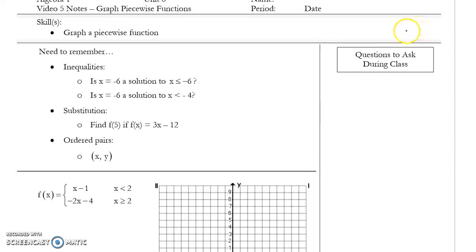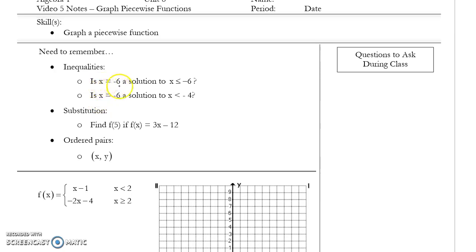Alright folks, in this class period, in this video, we are going to discuss graphing piecewise functions. Our goal is going to be to graph basic piecewise functions. So we have to first recall what to do about inequalities, recall substitution, and ordered pairs. Those are the three major skills.